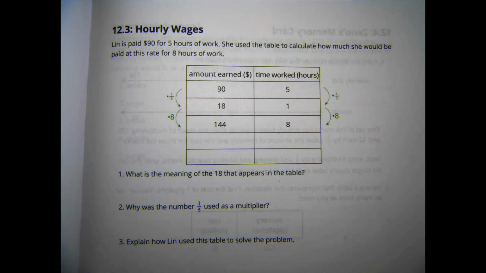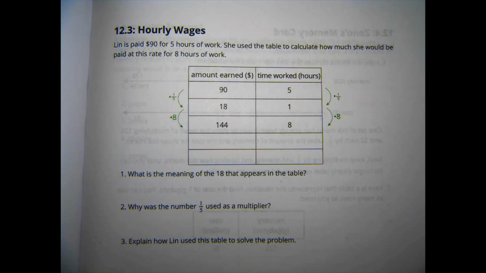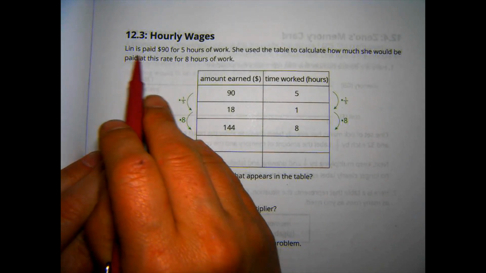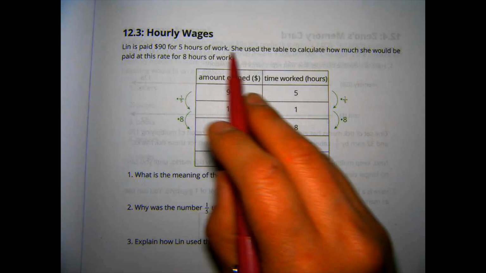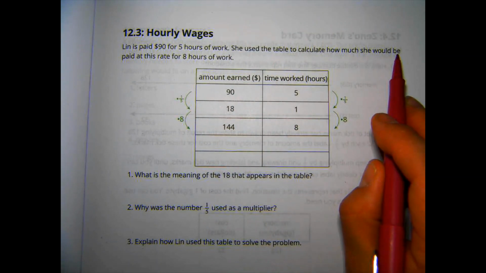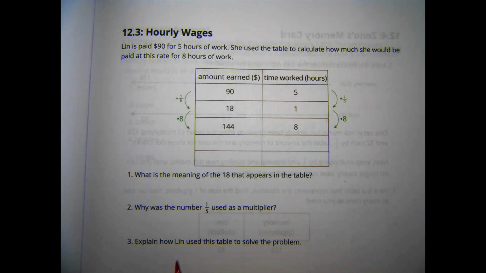Okay, let's move on. Please turn to page 207 now. We're going to do 12.3, talking about hourly wage. So this says Lynn is paid $90 for 5 hours of work. She used the table to calculate how much would be paid at this rate for 8. So let's look at what we have in the table so far.